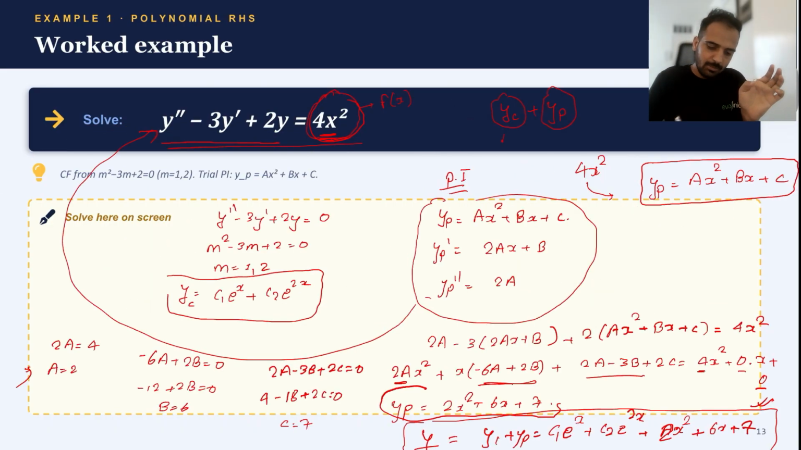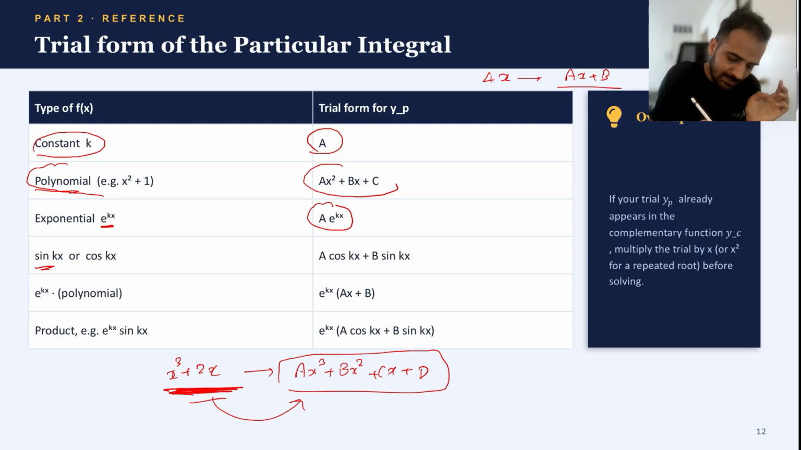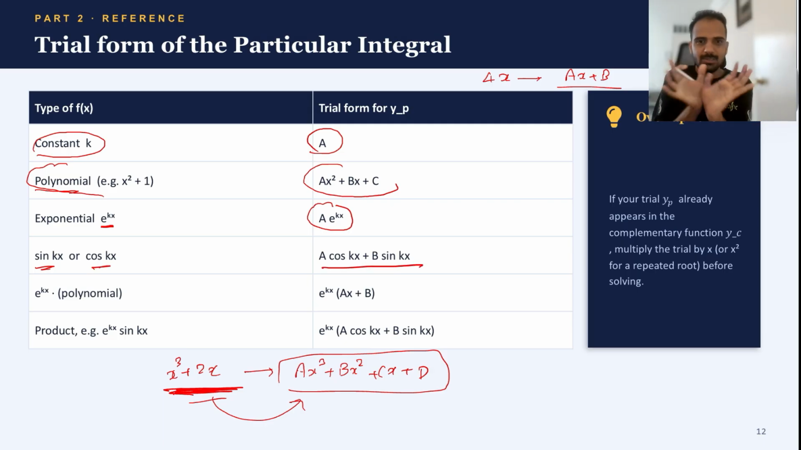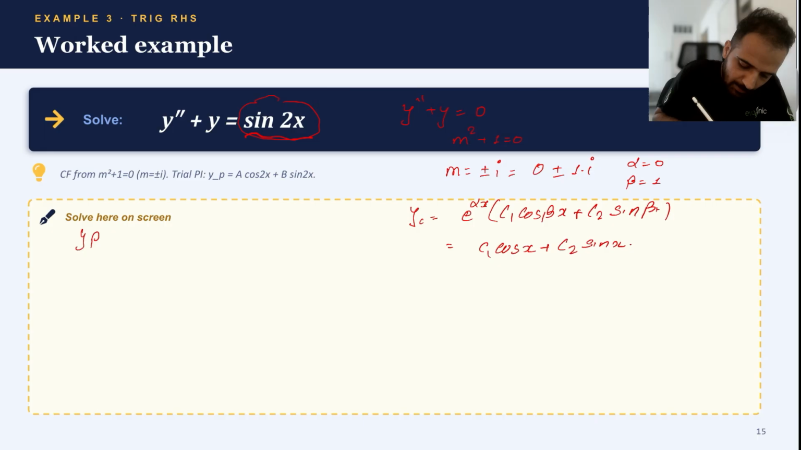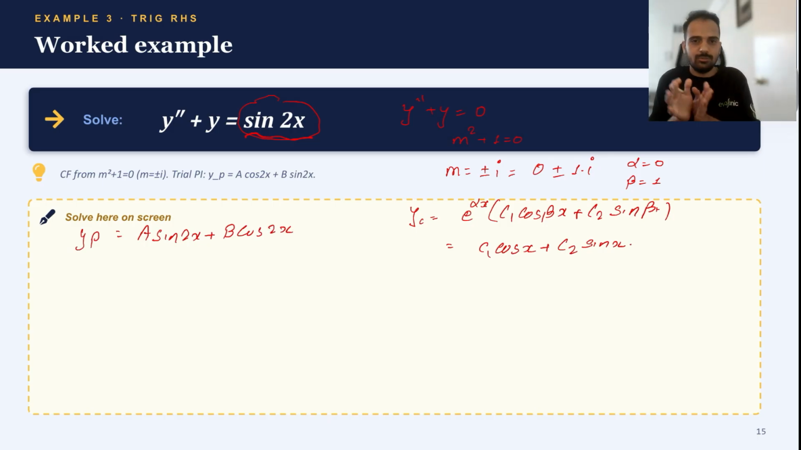So looking at this table, if you have sine kx or cos kx, the trial solution will be a combination of sine and cosine, because sine is harmonic, cosine is harmonic, and a combination is also harmonic, right? So you can just consider the combination of sine and cosine. Okay, so here you have sine 2x. That means your yp can be a sine 2x plus b cos 2x. So this is your trial solution for yp.